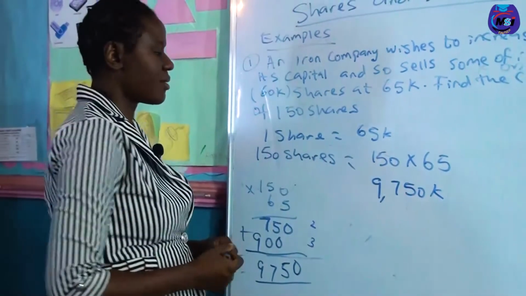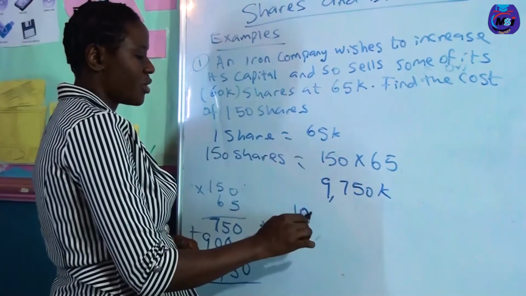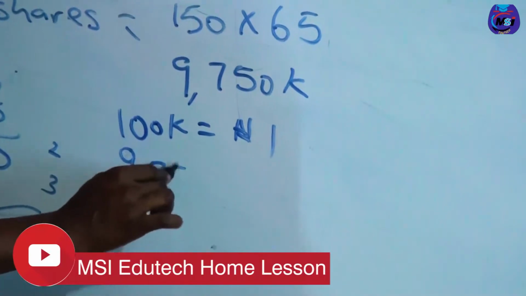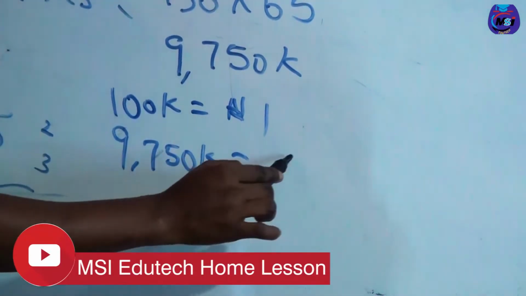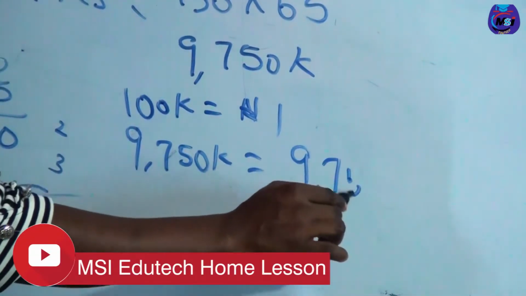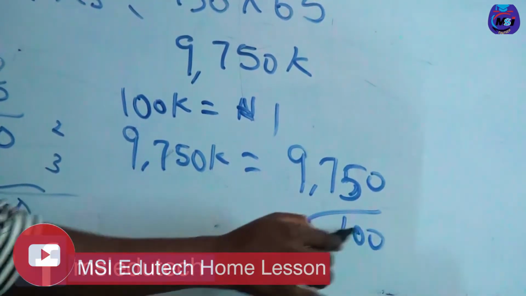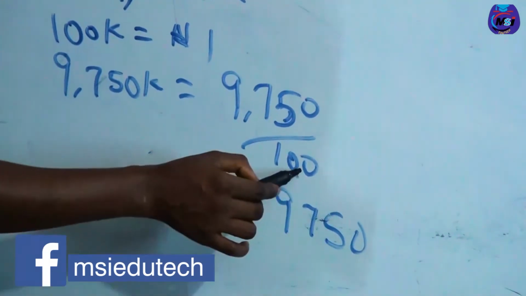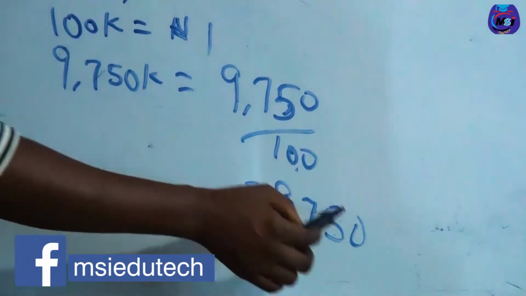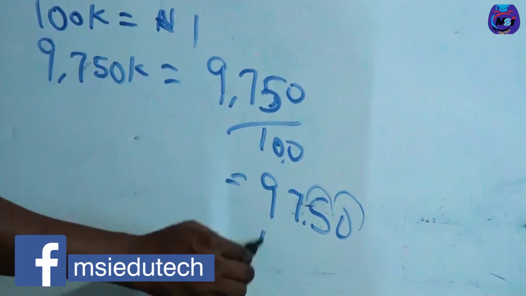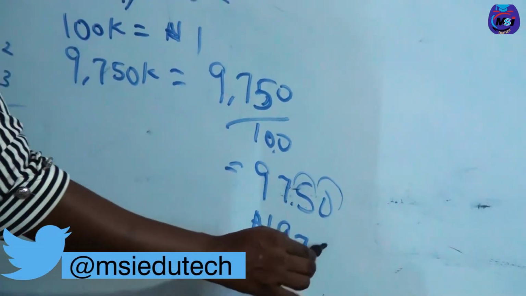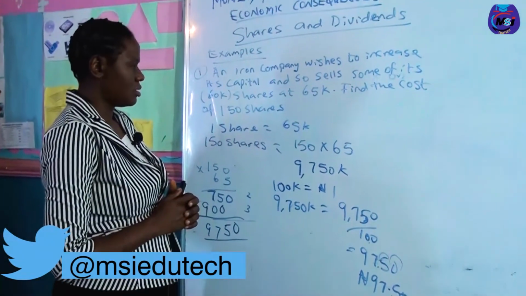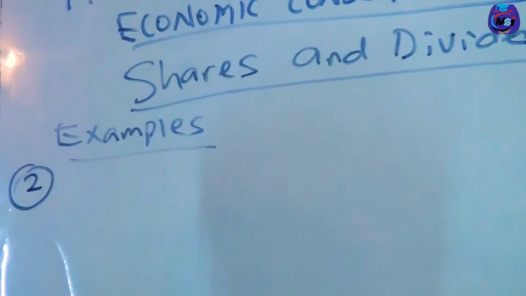Let's change this to naira. Remember that 100 kobo is 1 naira. Therefore, 9,750 kobo would be equal to 9,750 divided by 100. I have 2 zeros here, so I move backward twice. 1, 2. So I'll need 97 naira 50 kobo to purchase 150 shares. Let's take another example.